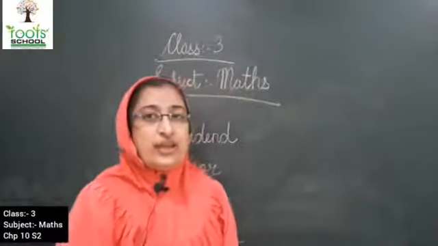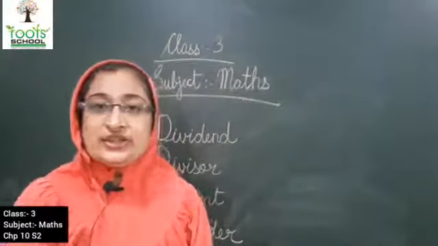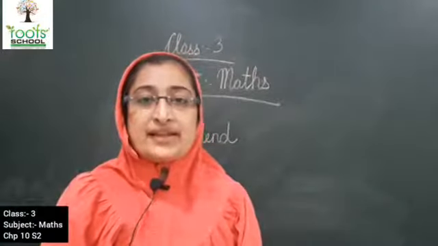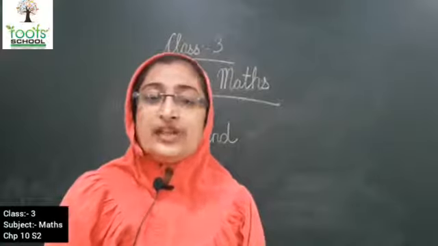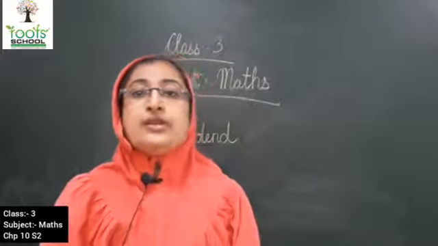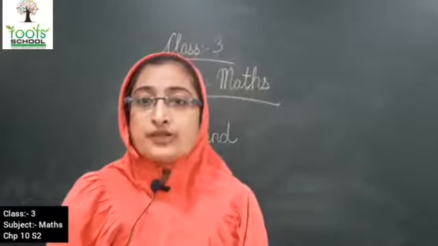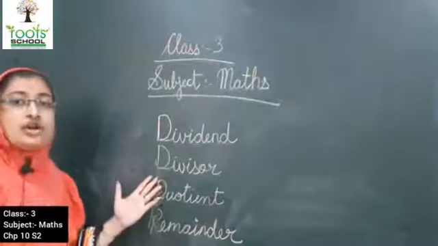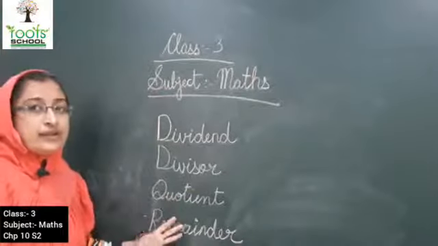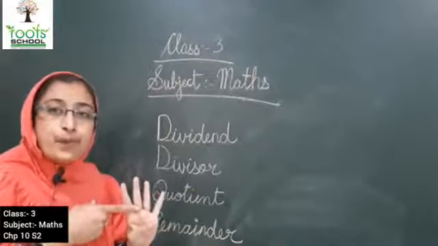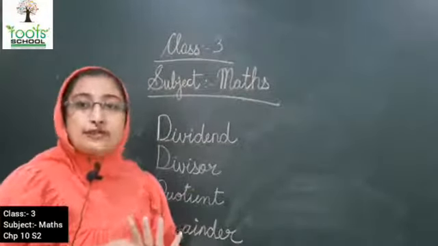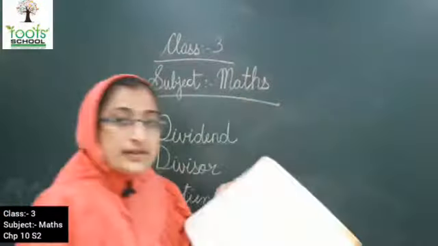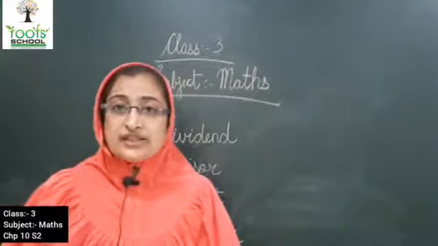Kids, your class is class 3 and the subject which we are going to study is maths. Okay kids, you remember in our last class we were doing chapter number 10, division. And what are the 4 terms which we have learned? Dividend, divisor, quotient and remainder. These are the 4 important terms of division. Today we are going to learn something more about this chapter.